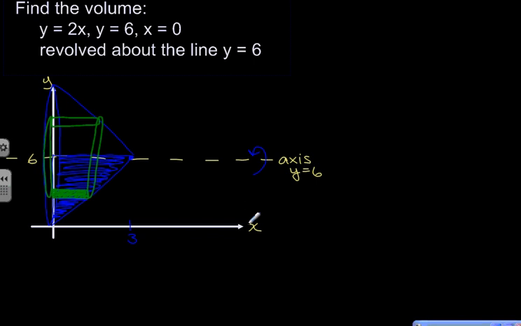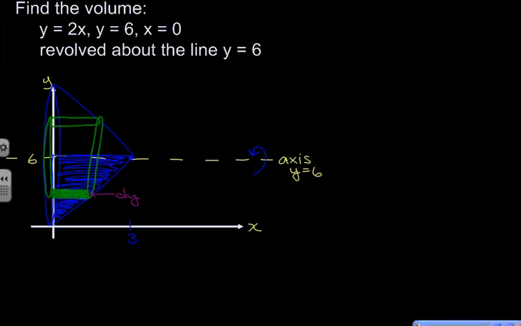Okay, so if we start by identifying the thickness of each of our shells, that comes from the thickness of this rectangular strip. And in this case, we are measuring the distance along the y's. So this will be a dy problem, which means our radius will need to be in terms of y and our height will need to be in terms of y.